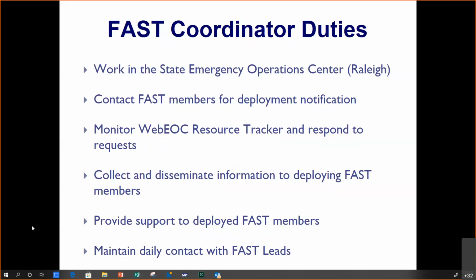Again, the FAST leads are the liaison between what's going on in the shelter and with the FAST teams, and then they get it to the coordinators so they can address any issues or anything that they need, to make sure that the teams are safe and the shelter is good. A FAST coordinator is very important because they'll be keeping track of a lot of teams and people. Next slide, please.